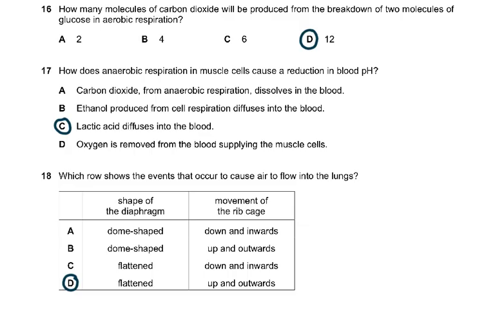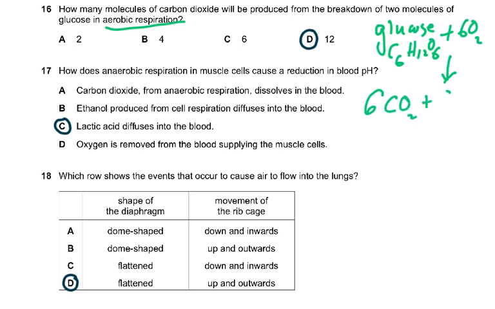Question 16: how many molecules of carbon dioxide will be produced from the breakdown of two molecules of glucose in aerobic respiration? Of course, you have to know the equation for respiration. That is C6H12O6 plus 6O2 gives 6CO2 plus 6H2O. That, of course, balances it out. So 6CO2 from one molecule, and it says breakdown of two molecules of glucose, so 6 times 2 will be 12, and that will be the answer.